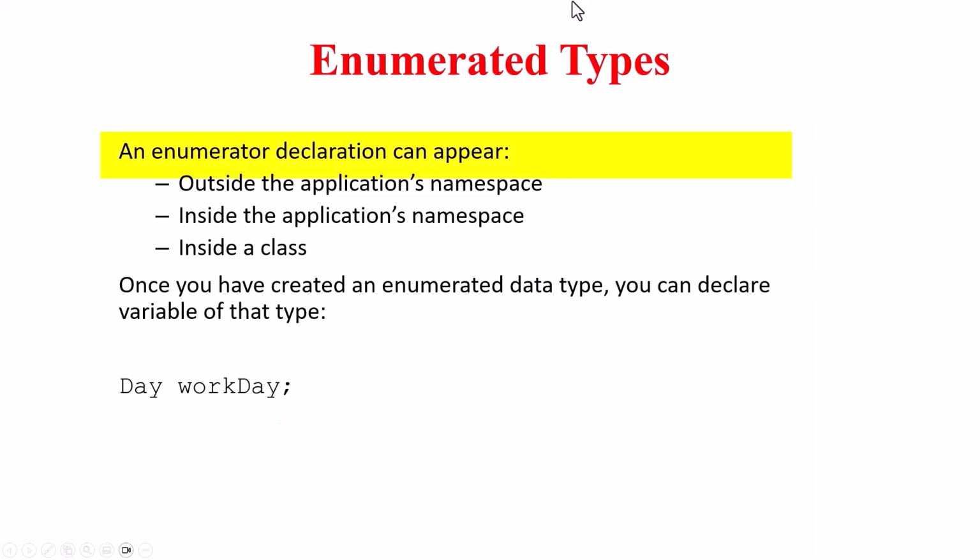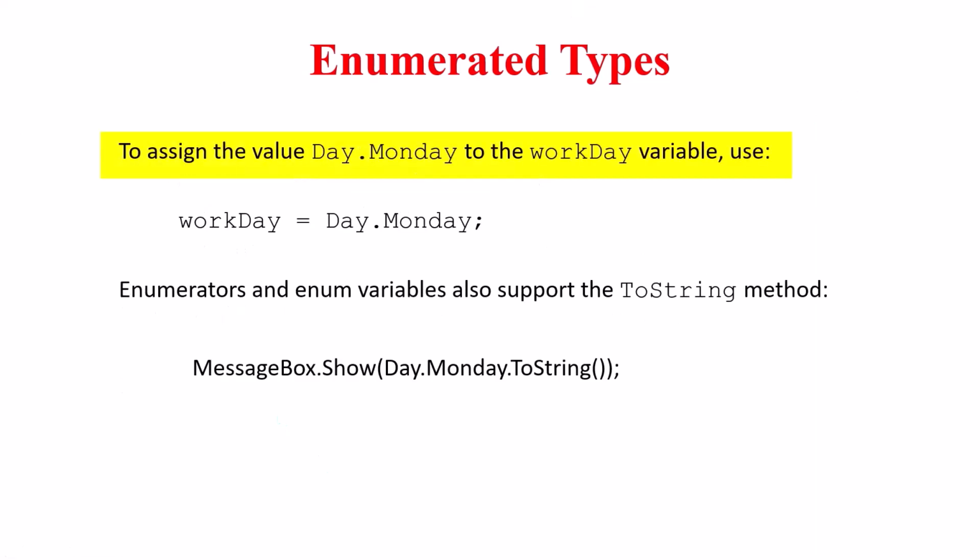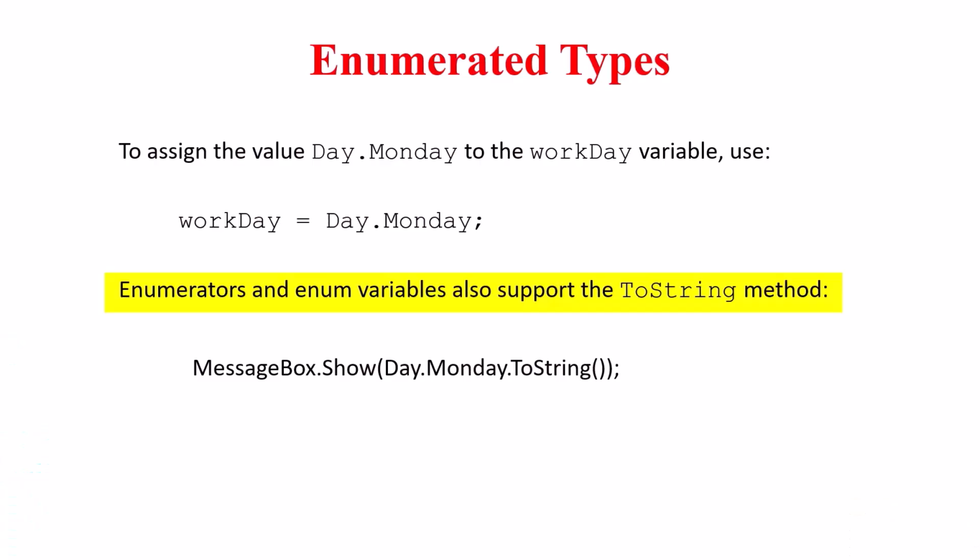Still confusing, I know. To assign the value day.Monday to workday, the variable, use workday equals day.Monday. That's why day.PirateDay is not going to work. That's going to die if we try to do that. But day.Monday does work because we defined it in the enum. Enumerators and enum variables also support the ToString method. So MessageBox.Show day.Monday.ToString will actually kick out the word Monday.